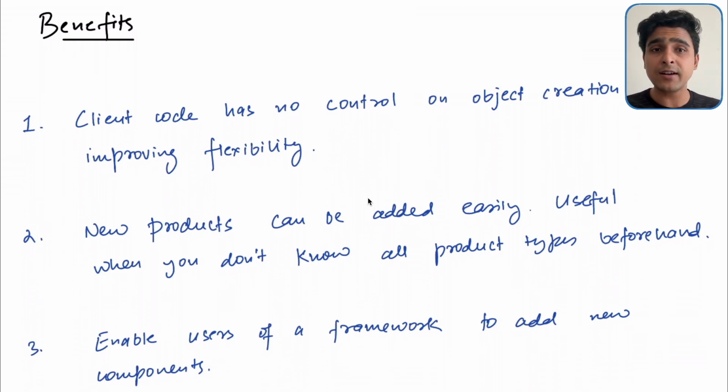New products can be added easily, right? As we have just expanded our code in 2 minutes, we have introduced a new type of delivery, which is air delivery. And so this pattern is useful when you don't know all the product types beforehand, right? In today's world, all the products are evolving, right? We never know that these are all the classes, these are all the product types we are going to offer to our customers. So it is always good to have a factory method which can create on demand any different type of products for you.